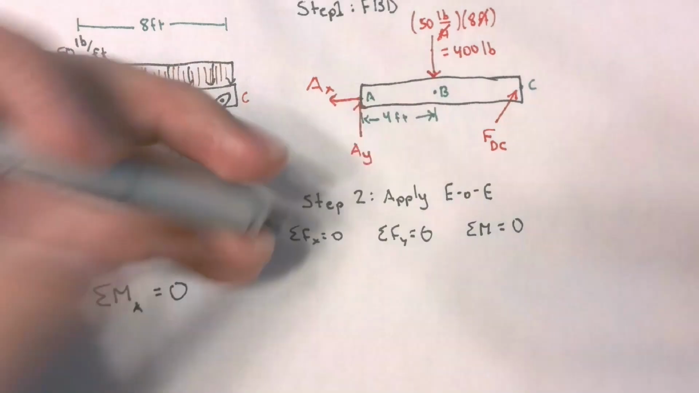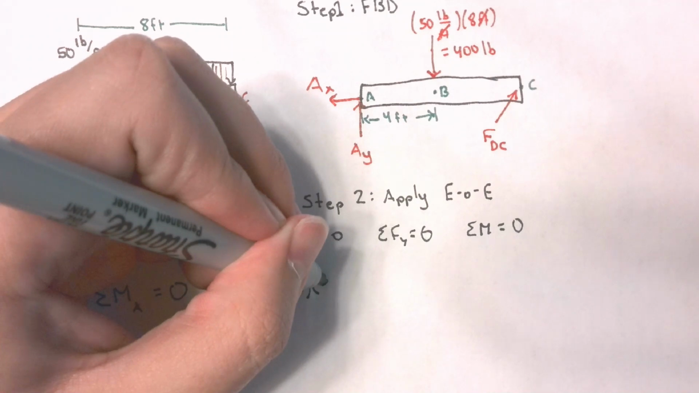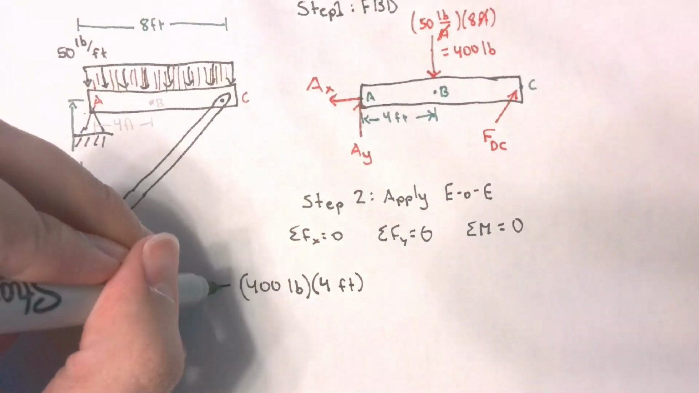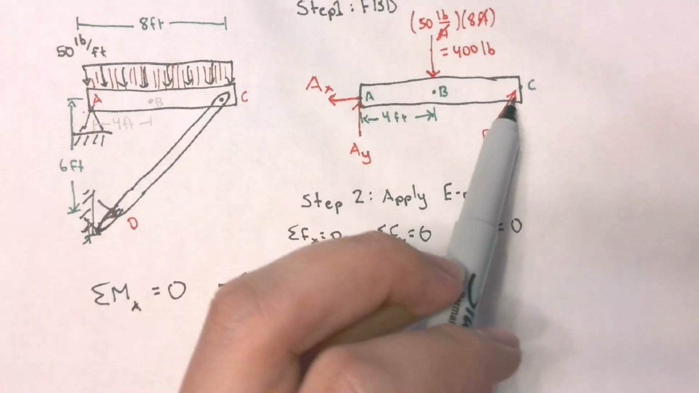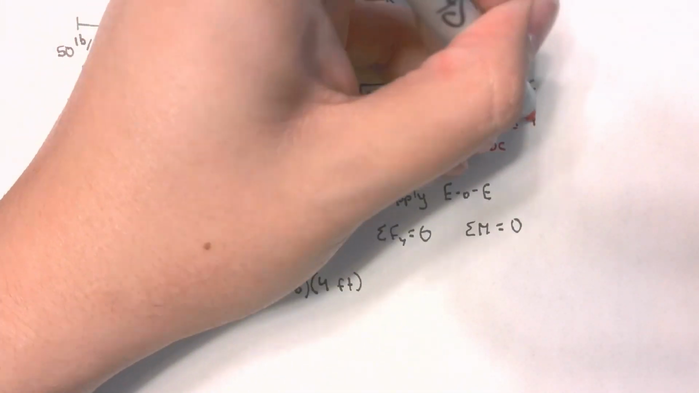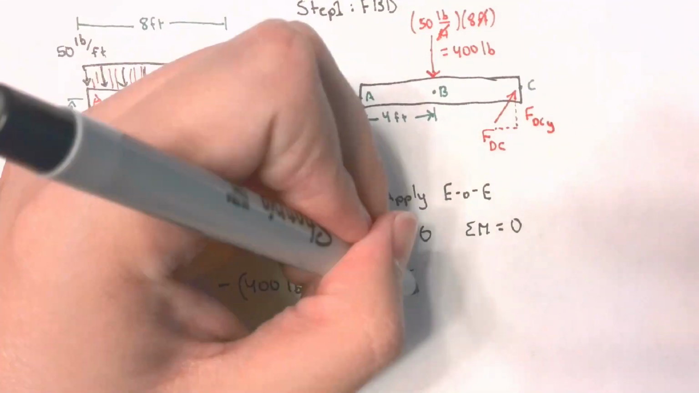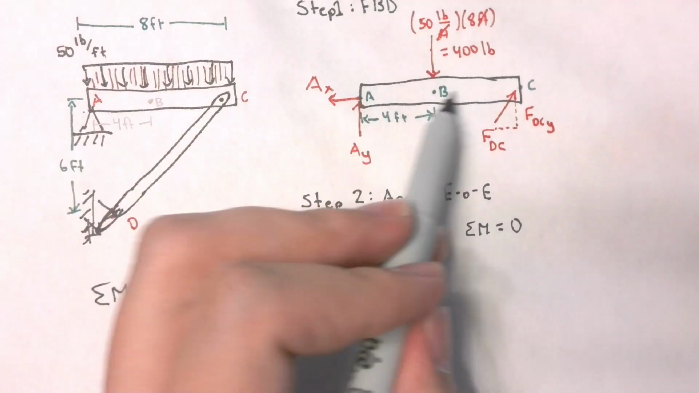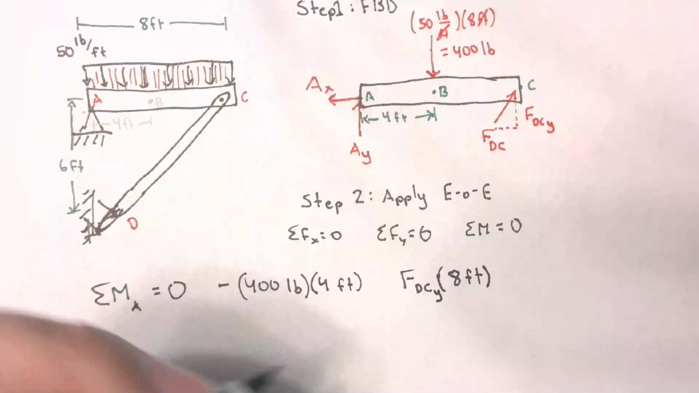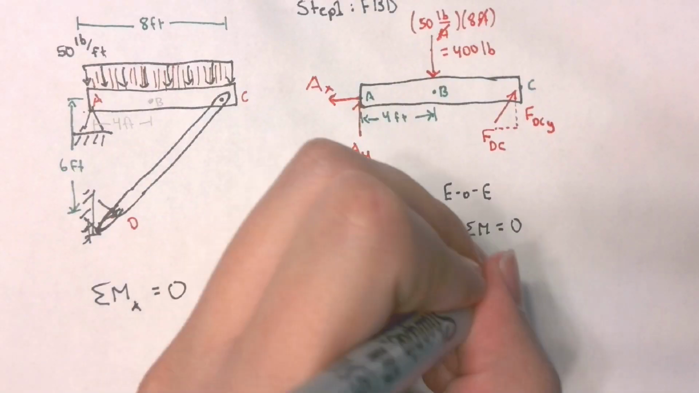So what do I have? I have a force of 400 pounds at a distance of 4 feet. And this is causing a clockwise rotation, so I'm going to give it a negative value. I also have a vertical component for this force, so I'm going to call this vertical component FDCY. I'm going to call the horizontal component FDCX. So I have this vertical component FDCY acting at a distance of 8 feet. Okay, and this will cause a positive rotation, which is counterclockwise. And all of this should be equal to 0.